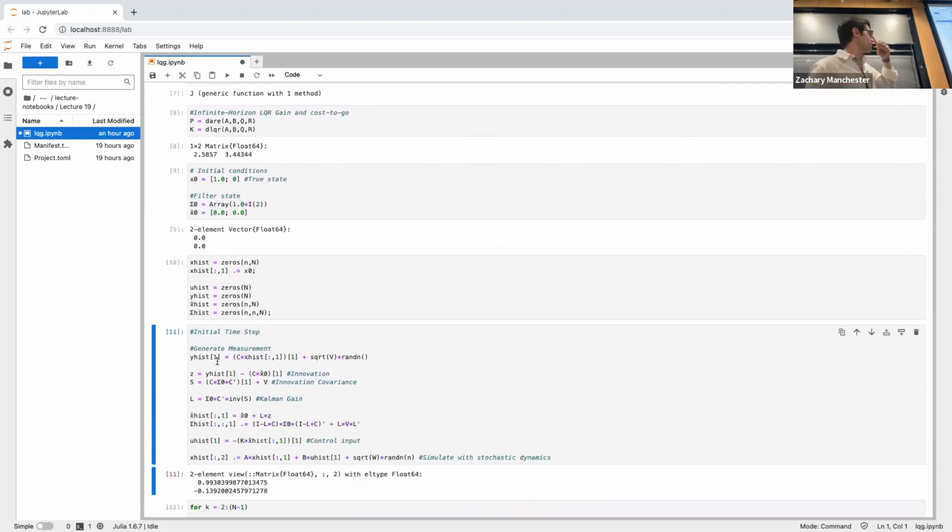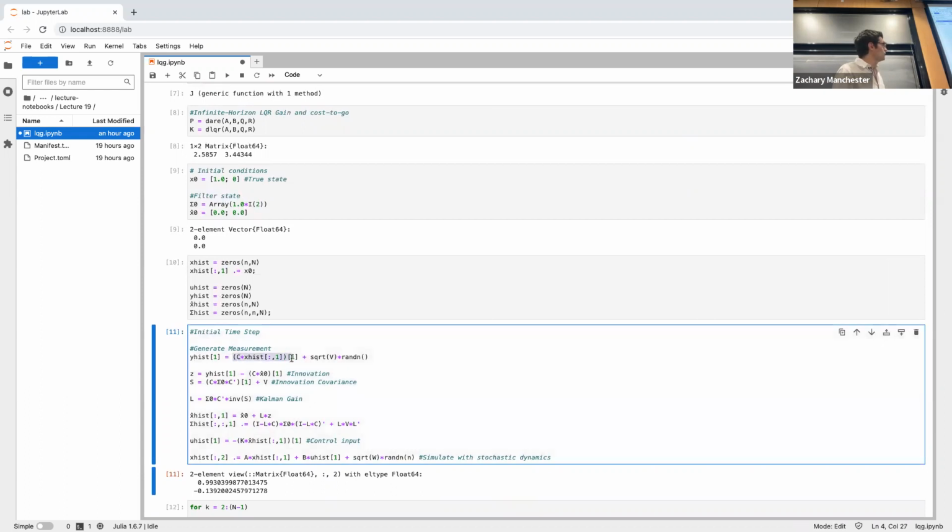So we're going to run this thing. I'm going to bootstrap this, write the first time step, and then put it in a loop. First I'm going to generate a measurement. This is a noisy measurement where I take the true state, plug it through my C matrix, and then add noise. And by the way, this is how you sample Gaussian noise. randn samples from a Gaussian with identity covariance.